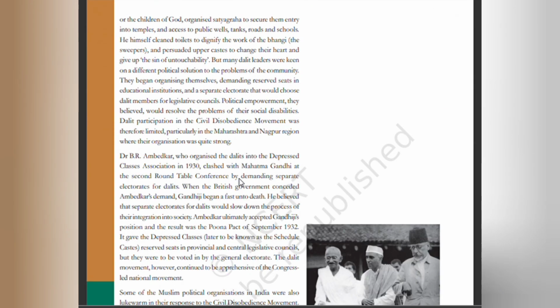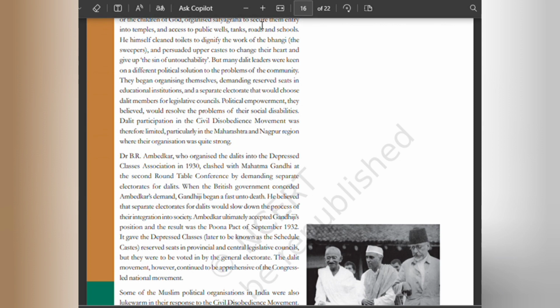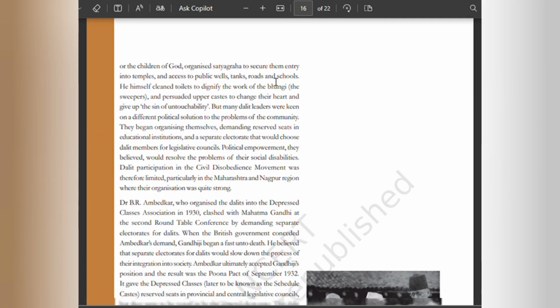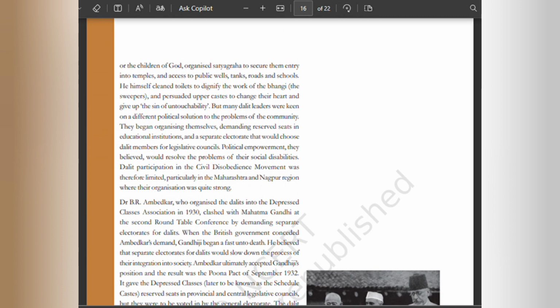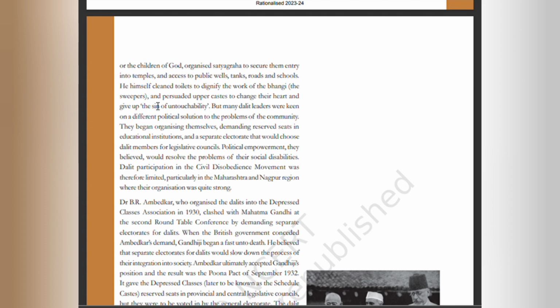He called the untouchables Harijan, or the children of God, and organized satyagraha to secure them entry into temples and access to public wells, tanks, roads, and schools. He himself cleaned toilets to dignify the work of the bhangi, that is, the sweepers, and persuaded upper-caste people to change their hearts and give up the sin of untouchability.